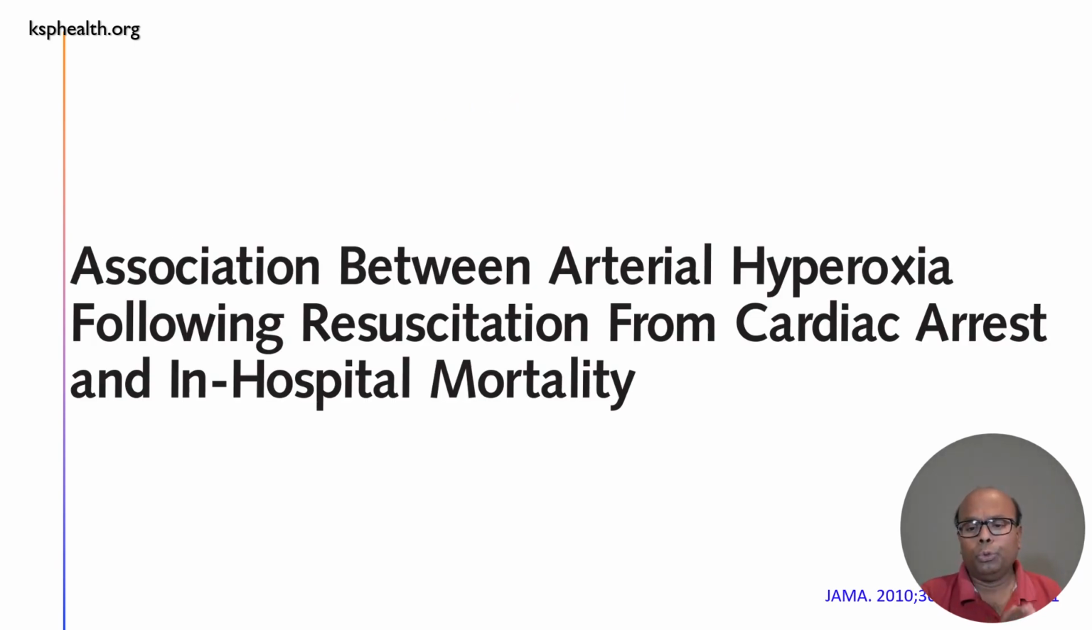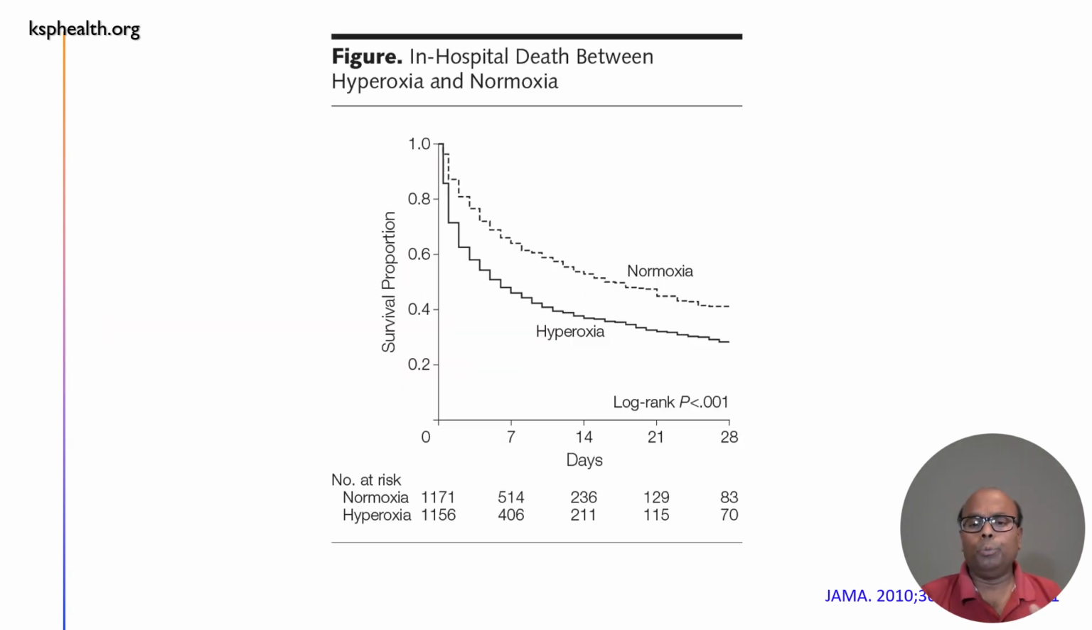I want to show you two data sets available from the last 15 years. One is the association between arterial hyperoxia and in-hospital mortality. This study was done in patients who had cardiac arrest. There are two groups. One group received normal oxygen, the other group received hyperoxygenation, meaning 96 and above. As you can see, there is higher mortality in the hyperoxia group compared to normoxia, and it is statistically significant. As a result, when you are resuscitating, hyperoxia needs to be avoided.